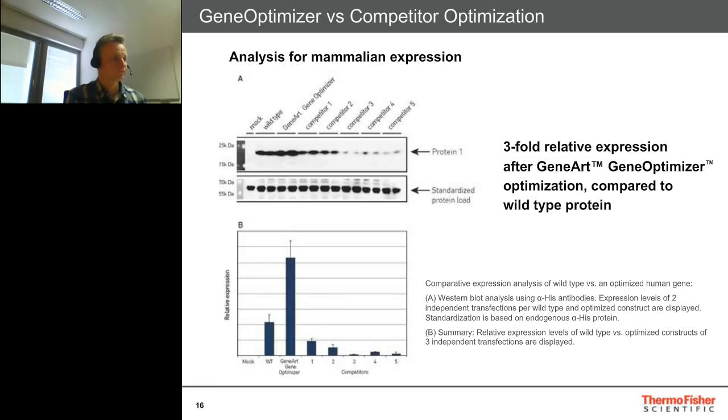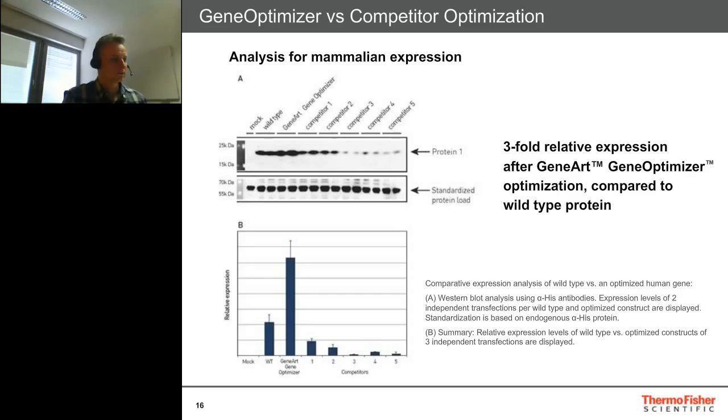Now, gene optimizer versus competitor, right? We also compared the GeneArt optimized genes with competitor optimization, and here's one example. We used the same approach. Basically, we normalized against the standard protein, and what you can see here in this bar graph is that the wild type and the optimized gene differ threefold. I mean that we increased the expression threefold by optimization. And interestingly, competitors even decreased the expression of the gene versus the wild type expression.